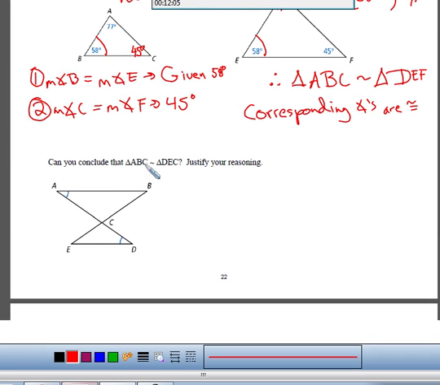Can you conclude that triangle ABC is similar to triangle DEC? Justify your reasoning. Well, I see this single arch here and this single arch here. So my first part of the proof is, angle A is congruent to angle D. And the reason, it's given. They tell us. Somebody took the time to measure it for us and said, don't worry about what the measurement is, just know that D and A are the same.